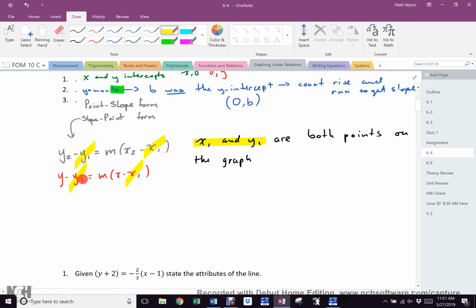Does everyone see that? Now, you also need to notice this. What is that sign right there in front of both of them? Not subtraction. What is the other thing that sign means? Negative. And negative means opposite, yes? So, both are points on the graph, but they're opposite because of the negative sign.